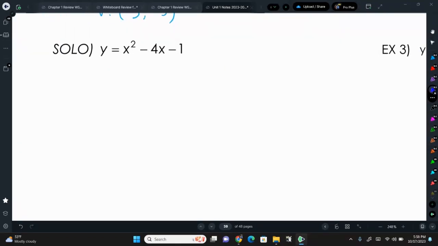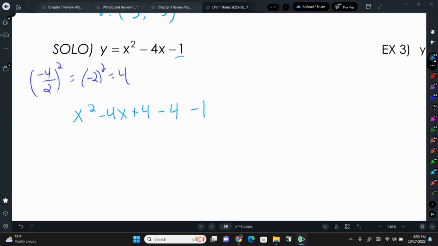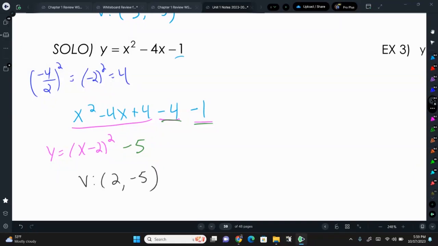All right, then this one, our b value is negative 4, so negative 4 divided by 2 squared is negative 2 squared, which is positive 4. So x squared minus 4x plus 4 minus 4, and then we have that minus 1. So this will factor into x minus 2 squared, and then combining like terms here, negative 4 minus 1 gives us negative 5. So that makes our vertex positive 2 comma negative 5.